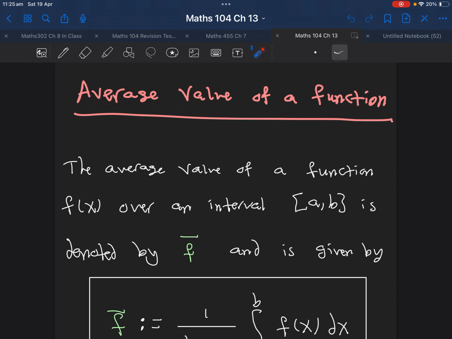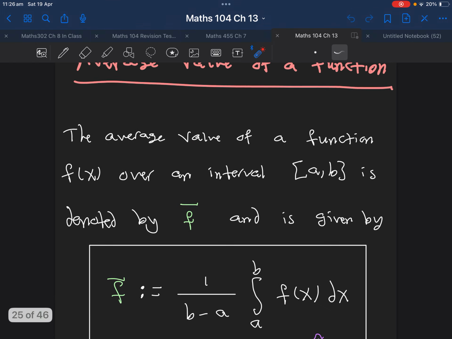Now this is just a new definition. What is the average value of a function f of x over an interval a, b? I will give you a function f of x, I will give you an interval from a to b, and you need to find something we call the average value, which we will denote by f bar.